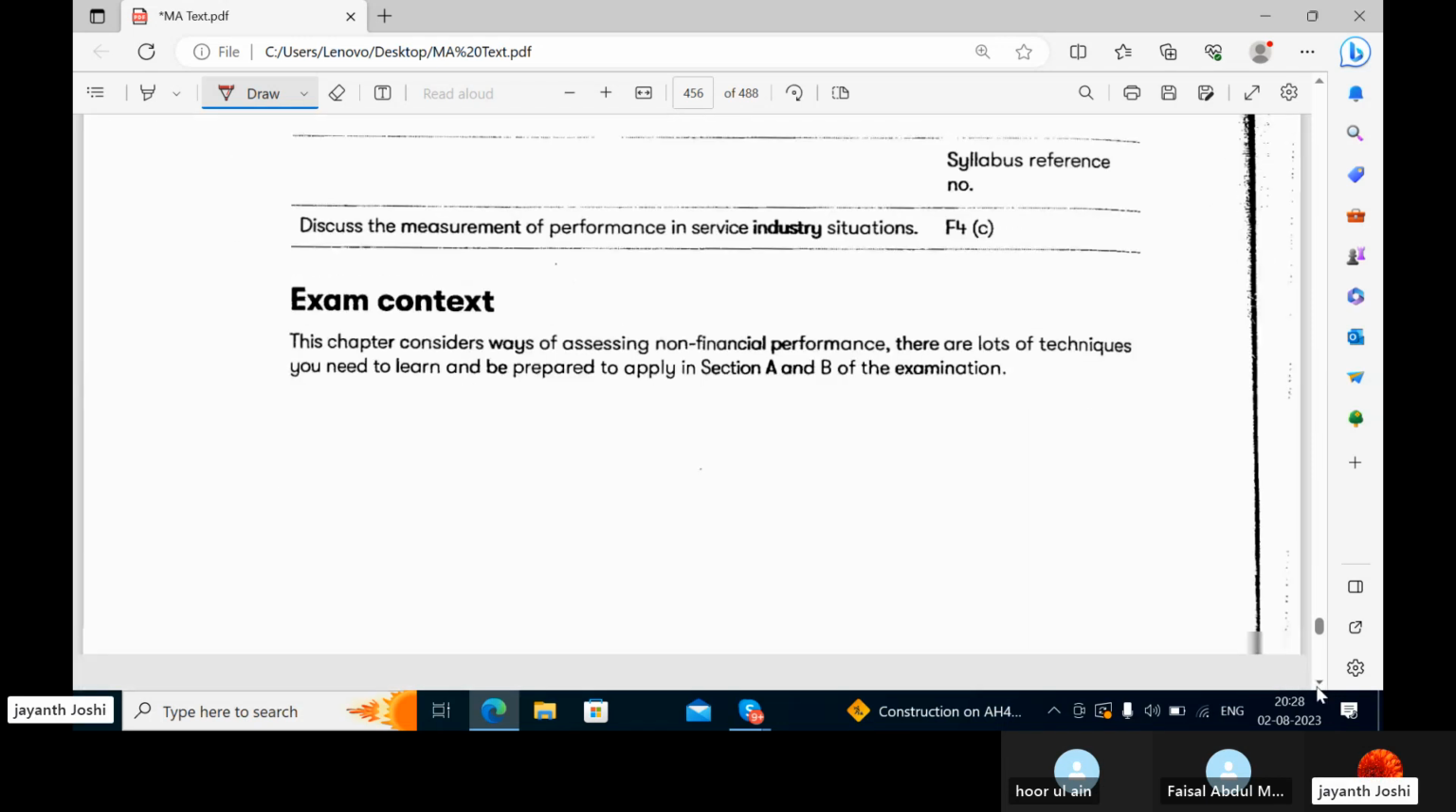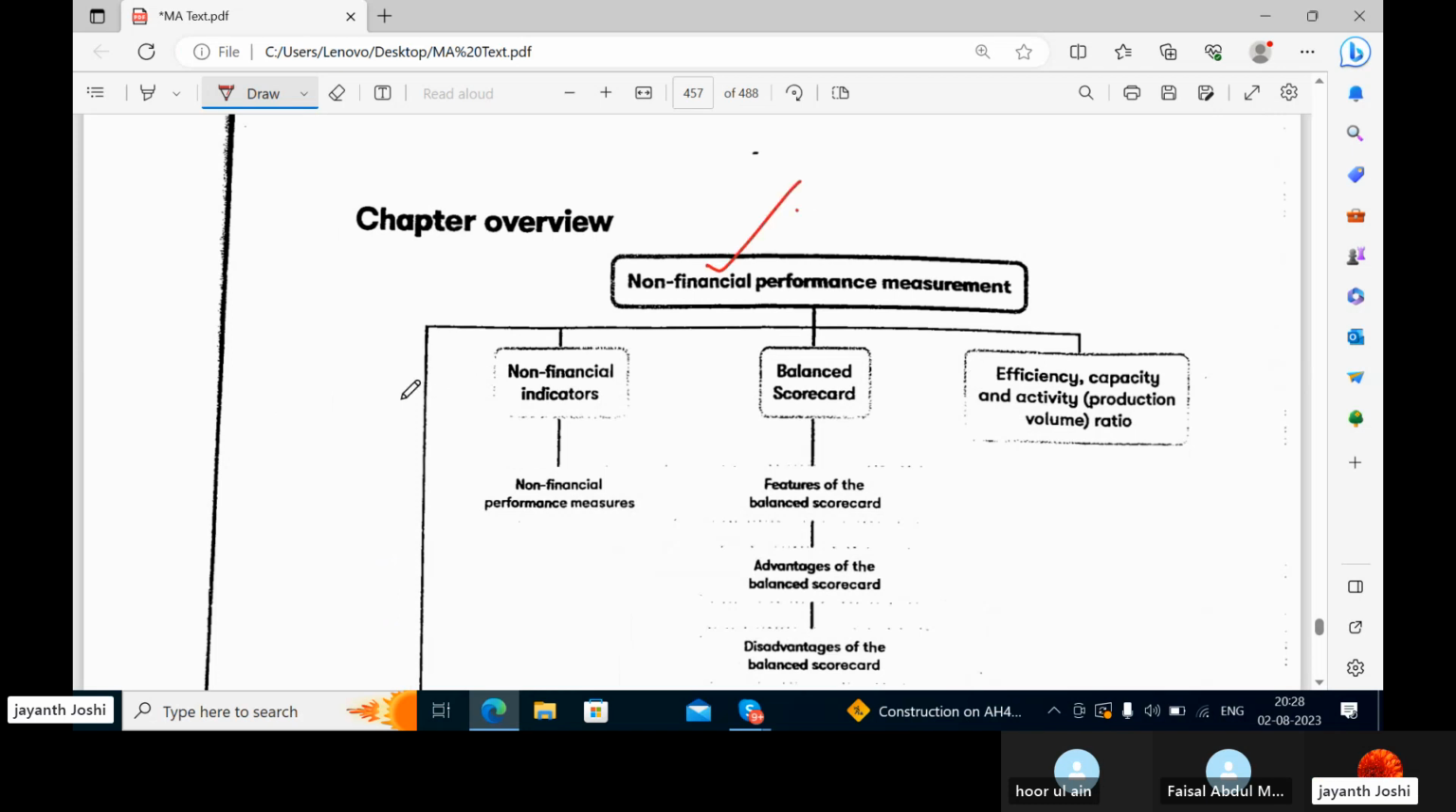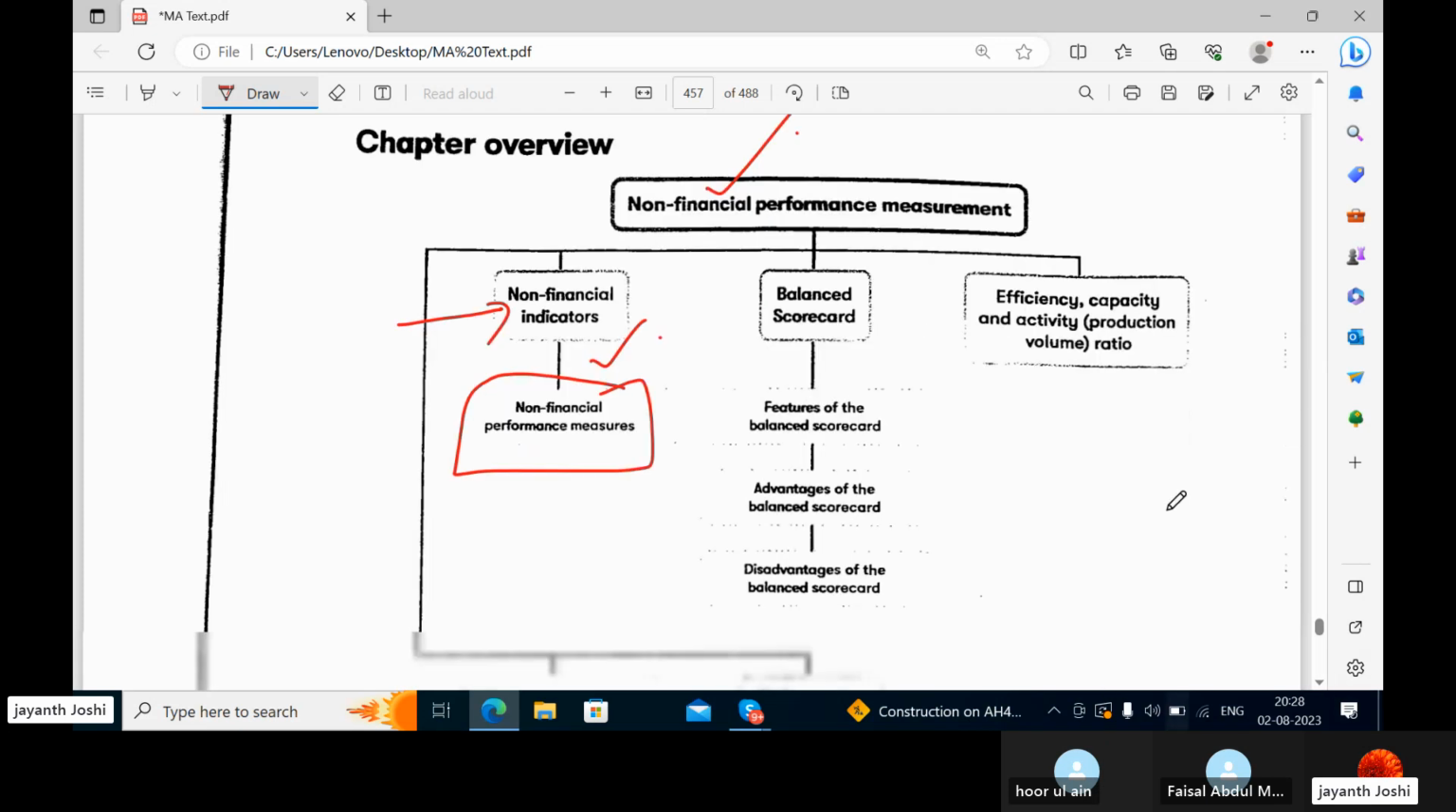So let's start this. What we are going to learn in this topic: non-financial performance measurement, non-financial indicators, non-financial performance measures. We are going to see how we can measure the performance of a company in non-financial aspects. That means where finance is not involved. We are not giving emphasis to money or cash flow or any such stuff. We are going to check the performance of the company in all those areas where money's involvement is not there.